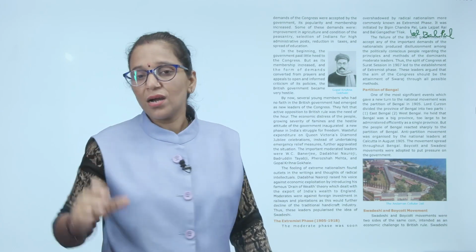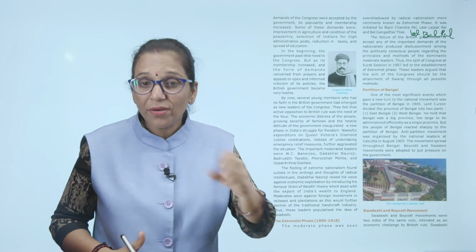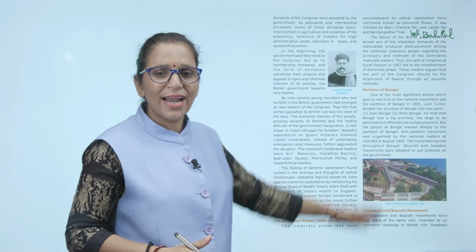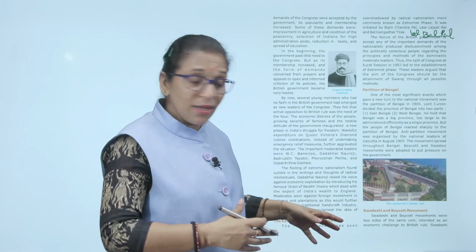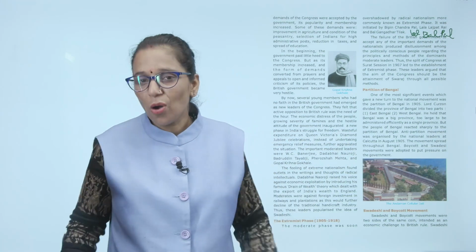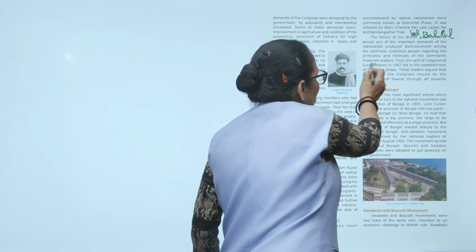The failure of the British government to accept any of the important demands of the nationalists produced disillusionment among the politically conscious people. They started to make people aware of the wrong political policies, the wrong principles, the wrong laws. Please wake up, unite yourselves. Mass movement should be there. The method of dominance by the moderate leaders was rejected. Thus came the split of Congress at the Surat session in 1907. The previous moderate leaders who believed in prayer and plea, and the extremist leaders who believed in aggression, could not work together. They wanted to separate, and that split in the INC was known as the Surat session of 1907.